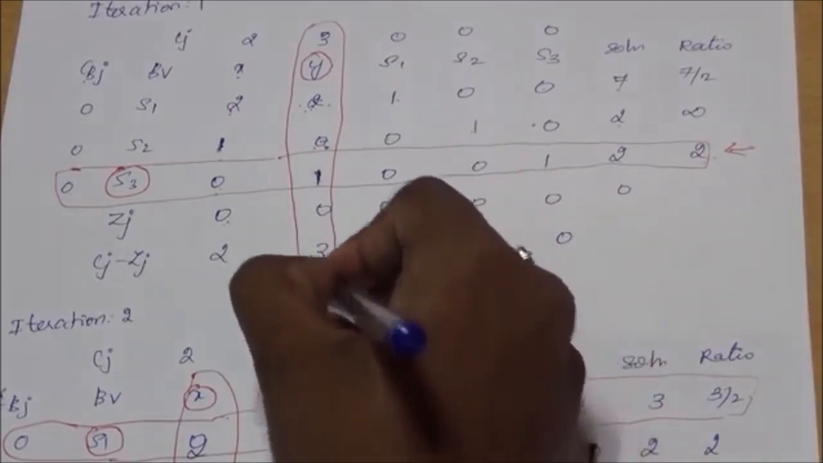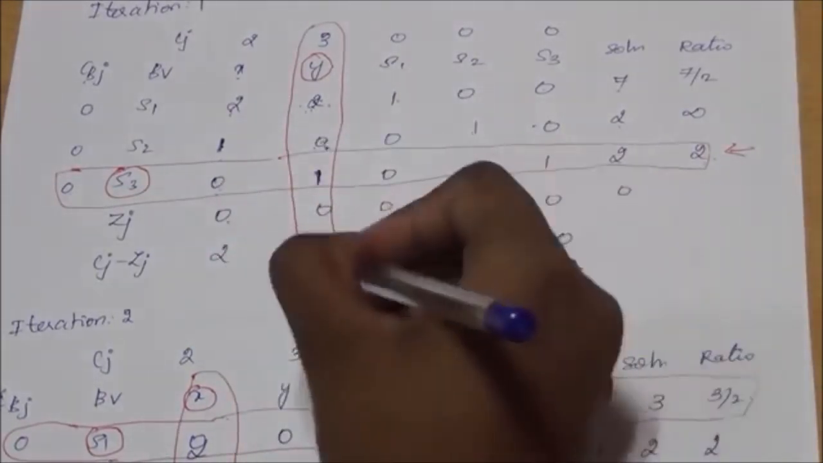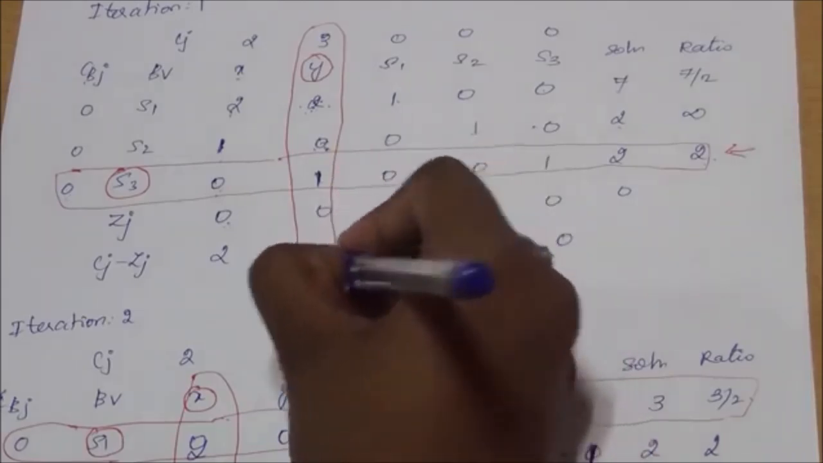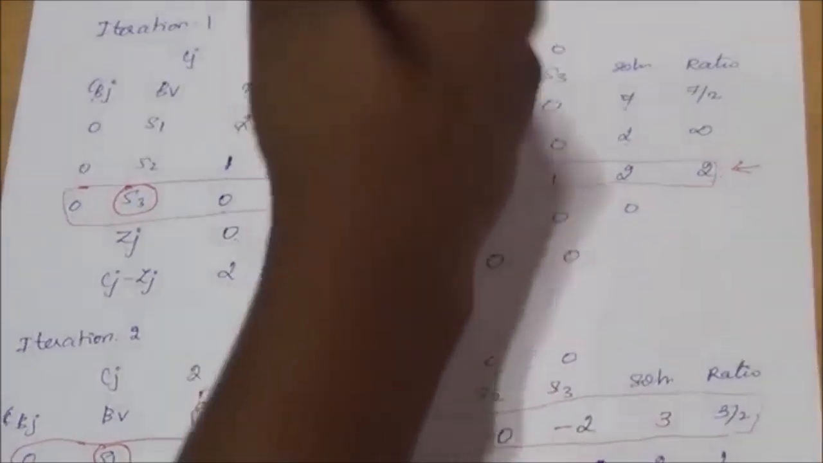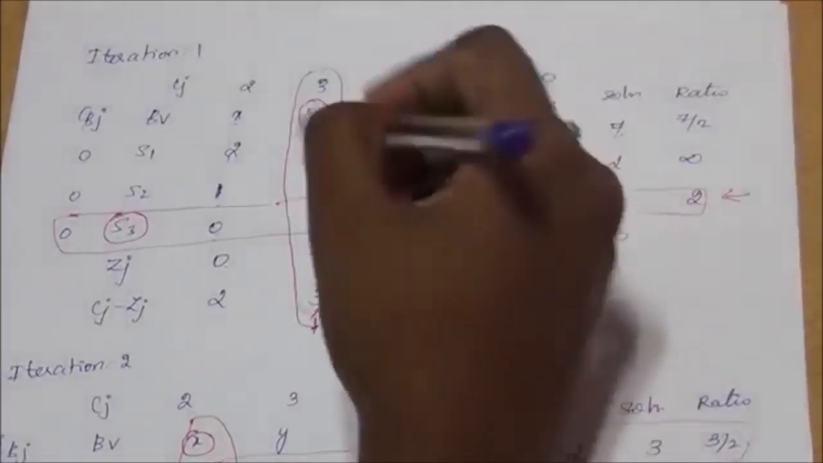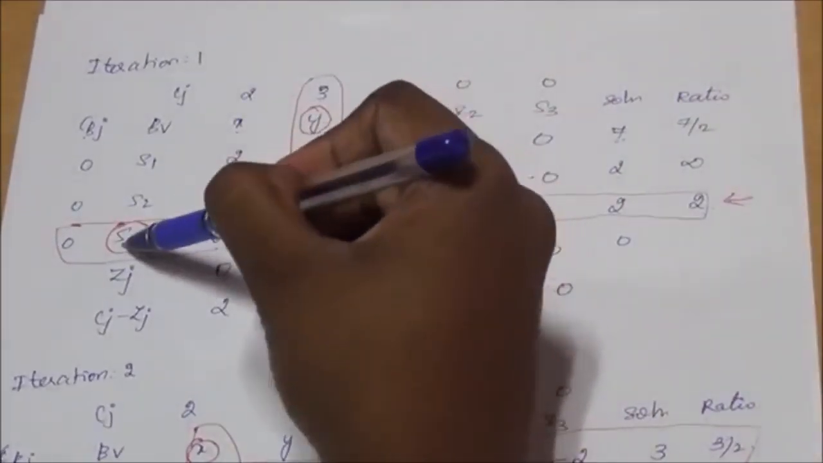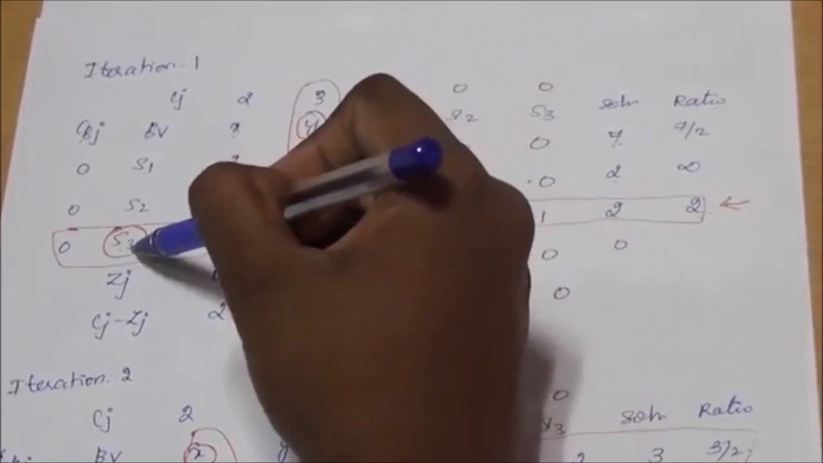For finding the pivot column, we have to take the maximum value here because the problem given is maximization. So here the value will be 3. This is the corresponding pivot column. For finding the ratio values, we have to divide the value of solution by these pivot column values. In the ratio section, we have to take the minimum value, which here is 2. So this will be the corresponding pivot row. So S3 will be the leaving variable and Y will be the entering variable.